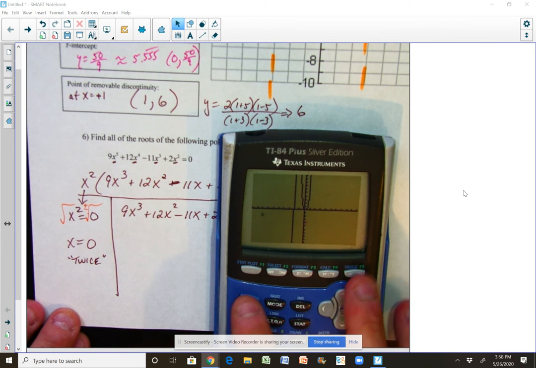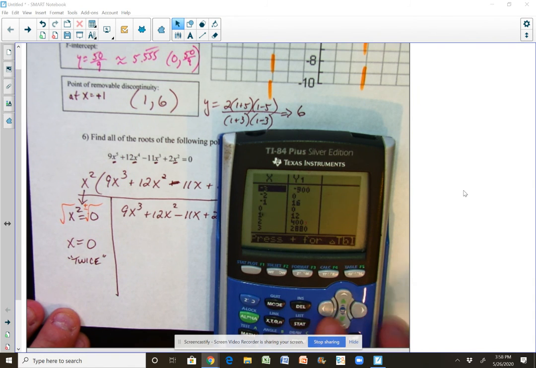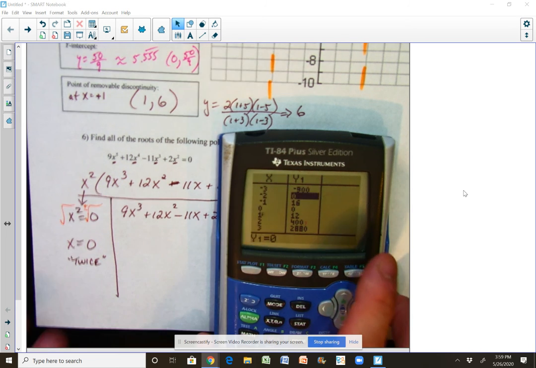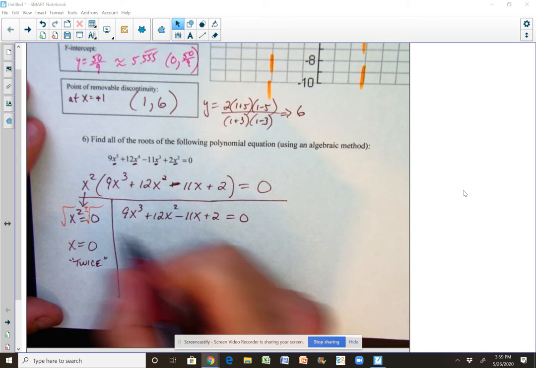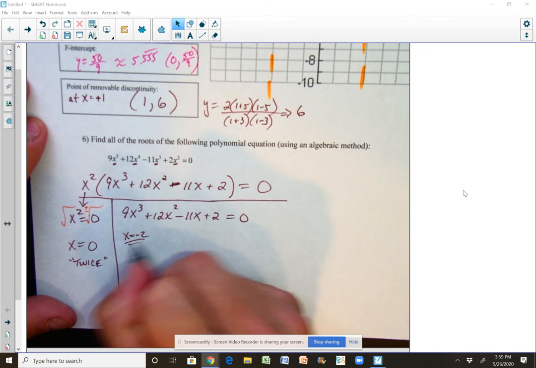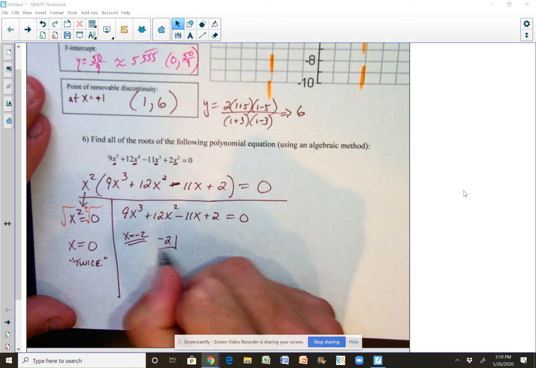So I'm going to look for an integer root that I can divide out. We already used the 0, so that was our double root that we just took a GCF out. But notice that there's another root here at negative 2. So I'm going to use that to synthetically divide out a root of negative 2. I know that negative 2 is another root, and I'm going to synthetically divide that out.